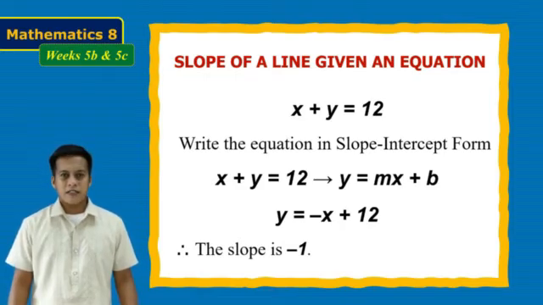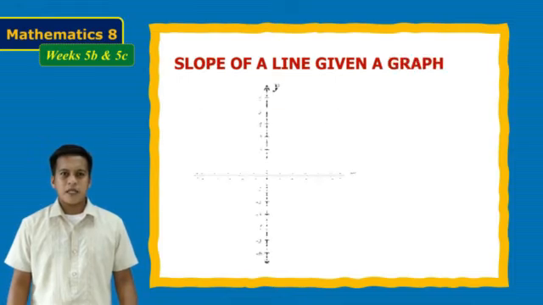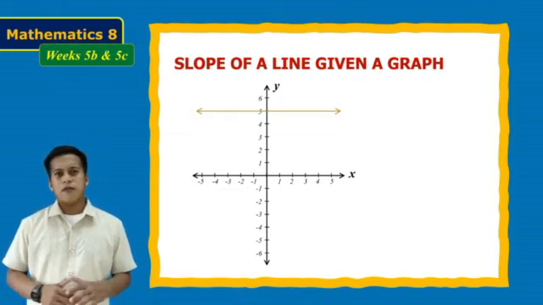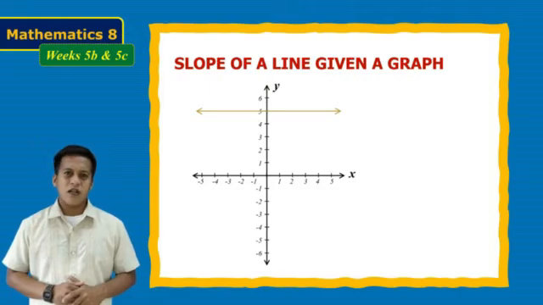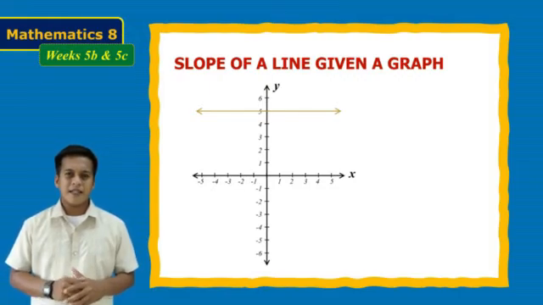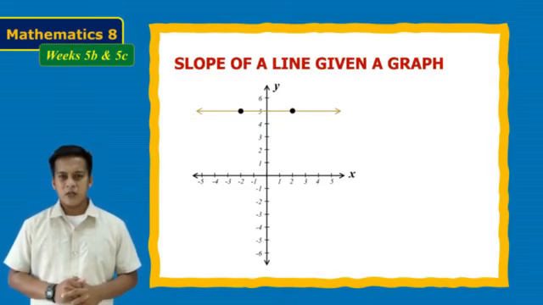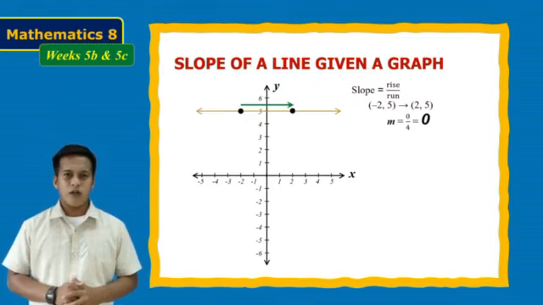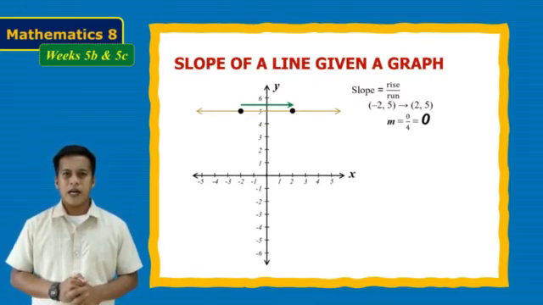Let's explore other examples. How do we find the slope of this line? Starting at any point of the graph, we see that there is no vertical line. However, there is a horizontal line. For instance, from point negative 2.5, the rise is 0. Then it moves 4 units to the right. It means that m is equal to 0 over 4, or simplified as 0.